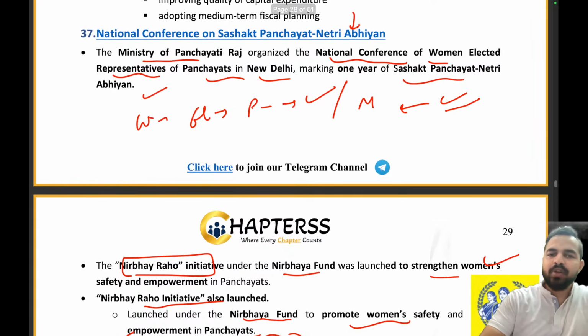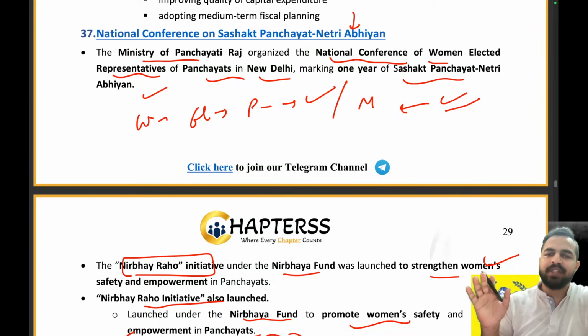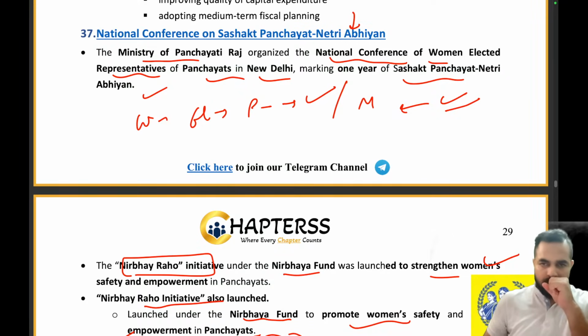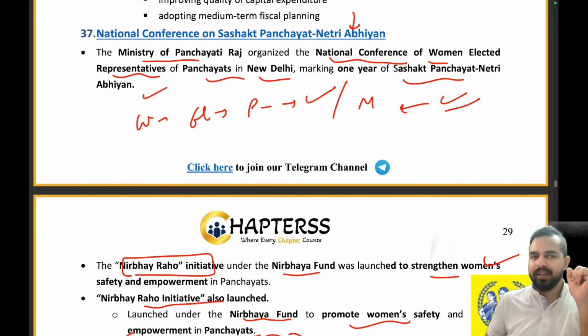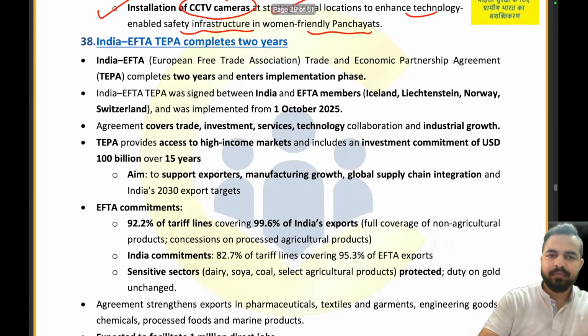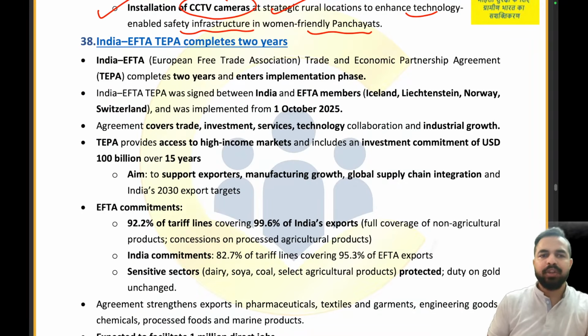Under the National Conference on Sashakt Panchayat Netri Abhiyan, can you please tell me the name of the ministry which has come up with this initiative? That is the Ministry of Panchayati Raj. Absolutely right. Now my dear friends, let's move on to the next article.